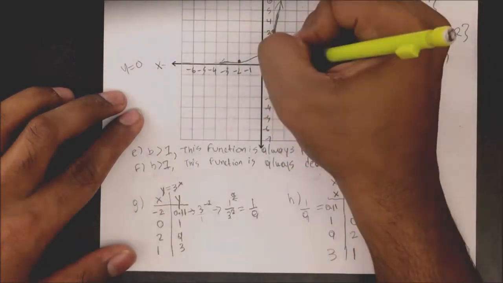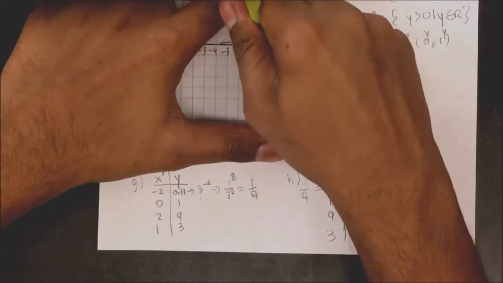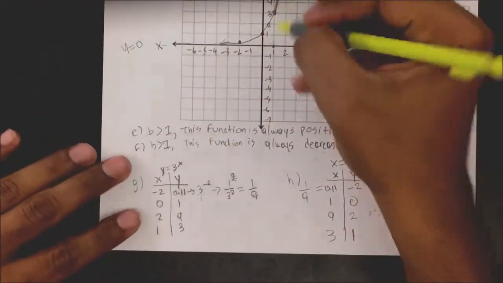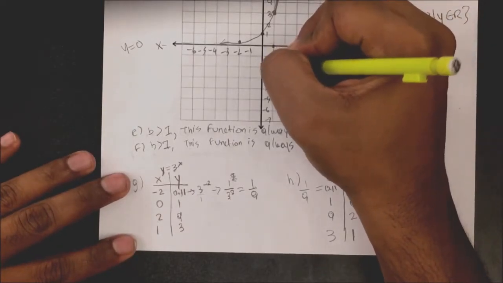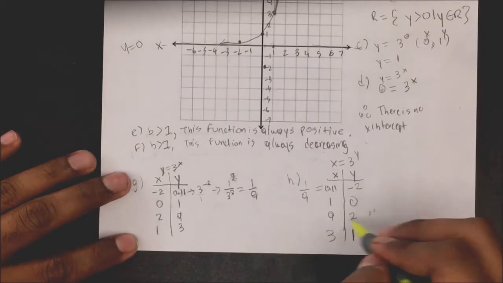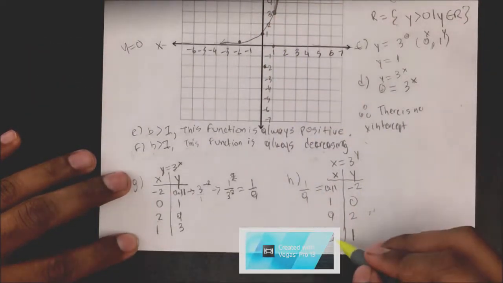And then 1 to 0. Oops, mistake made. Sorry. 0.11 goes to -2, right? Because that's the coordinate. And then 9 corresponds with 2, so there's no 9 here, so don't worry about that. And 3 corresponds with 1.